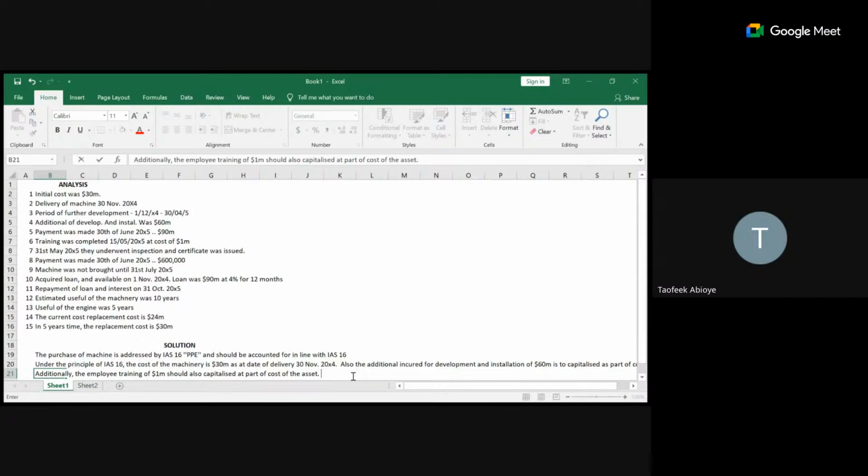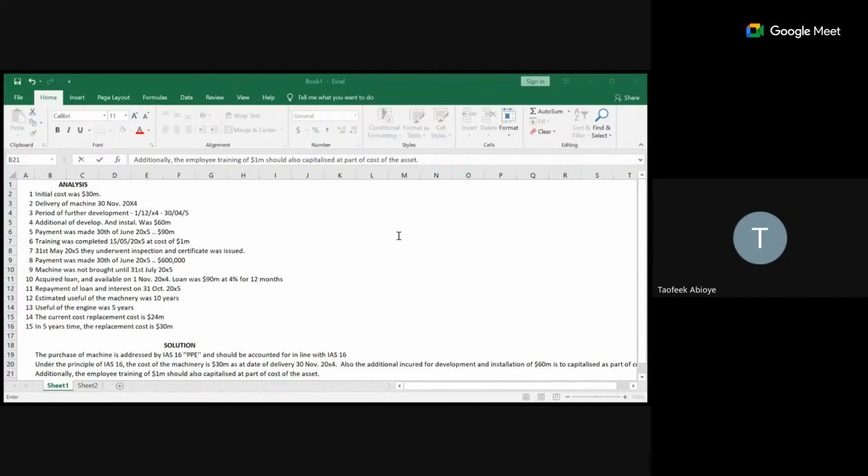Now, let's look at this employee training cost. Should we capitalize it or expense it? Capitalize. We should capitalize it. Let's look at that information very well. After the installation of the machinery, the employee attended a training course to ensure they could operate the machine. So that information, we need to be very, very careful about it.